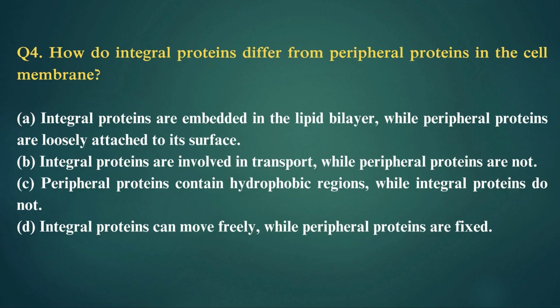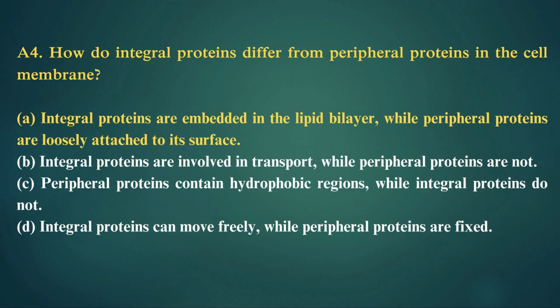Question 4. How do integral proteins differ from peripheral proteins in the cell membrane? A. Integral proteins are embedded in the lipid bilayer, while peripheral proteins are loosely attached to its surface. B. Integral proteins are involved in transport, while peripheral proteins are not. C. Peripheral proteins contain hydrophobic regions, while integral proteins do not. D. Integral proteins can move freely, while peripheral proteins are fixed.